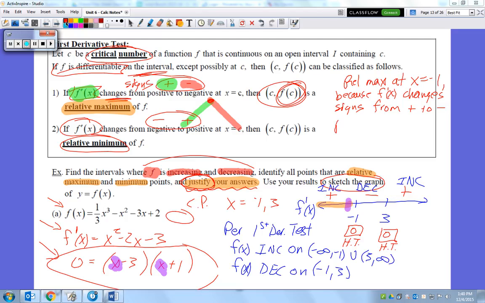All right, so relative what? Min at what? Say again? X equals 3. Why? No, not it. F prime of x, right? Because it could be f prime, f triple prime, f quadruple prime. Yes, because f prime changes signs, specifically from negative to positive. And we're not done yet. The only thing we have to do now is sketch the graph.